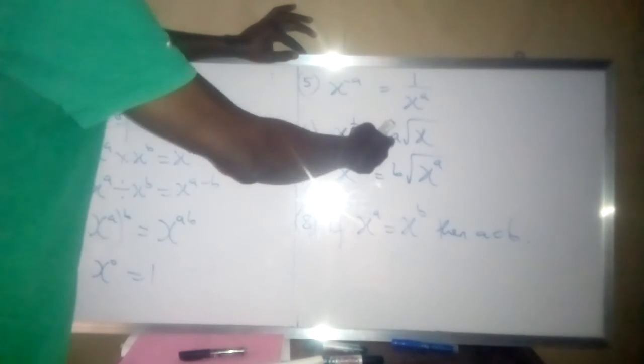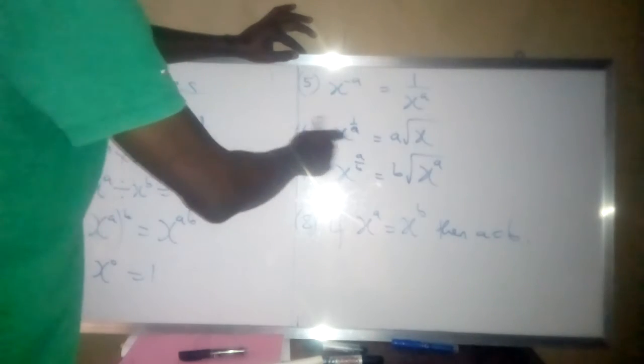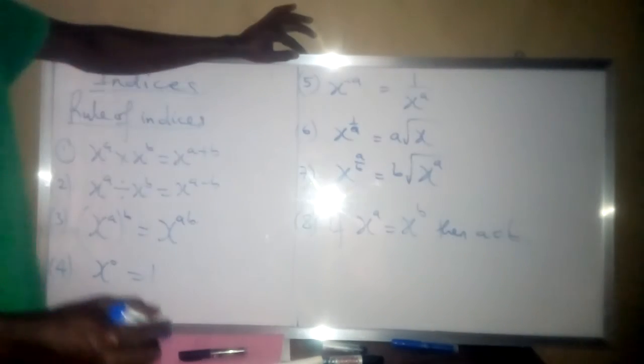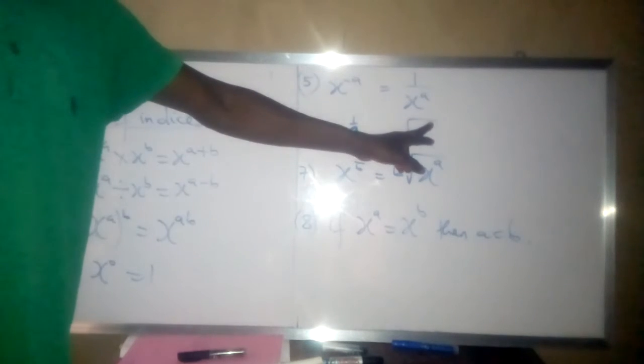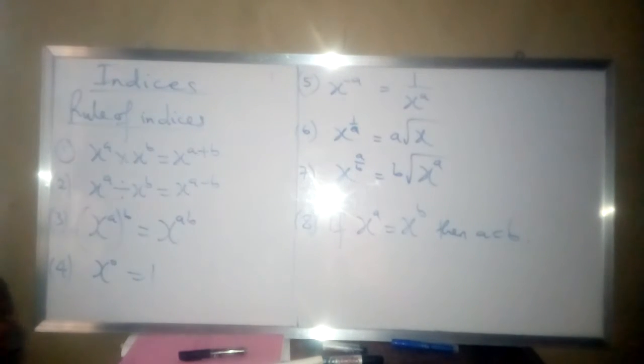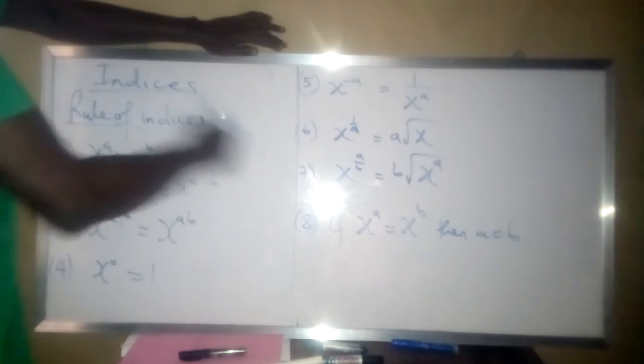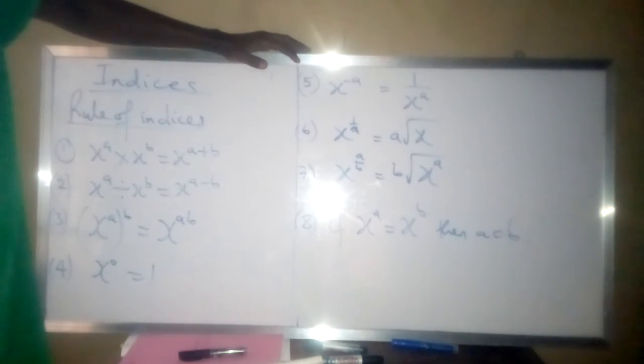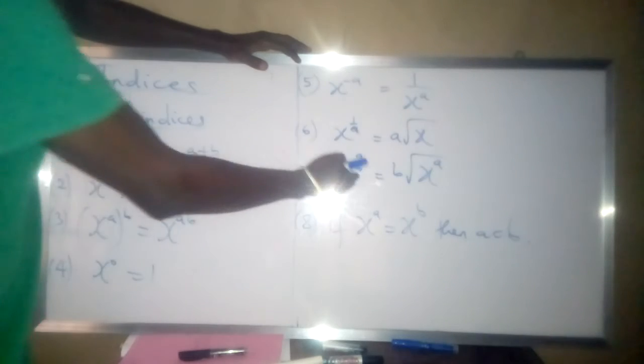This a could be anything, but that's a root of what? X. The x will come in, and the one here is written on top. The one here has become the new power for the integer variable inside the root sign. So look at number 7. You see that number 7 is very similar to number 6. It's just a modification of number 6.